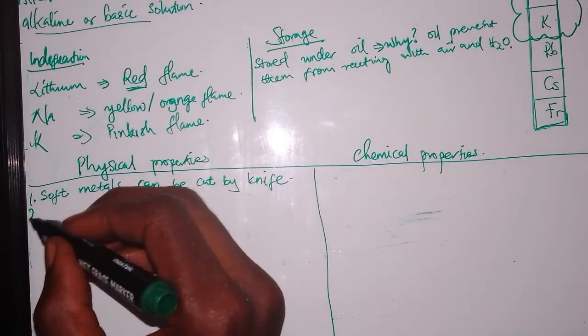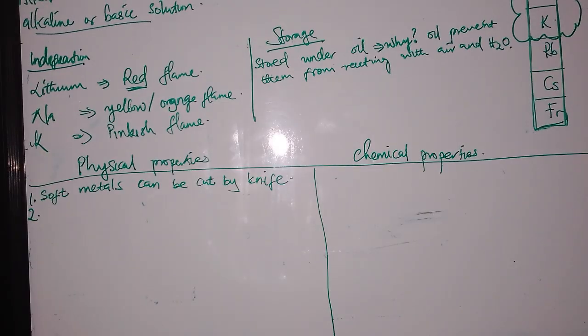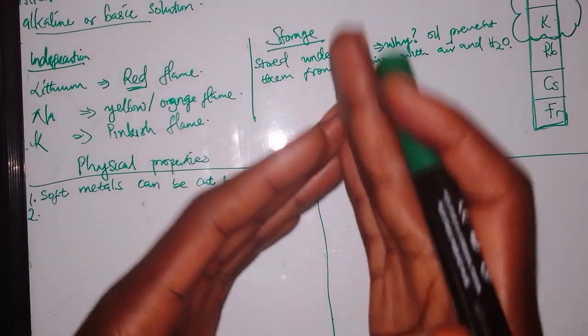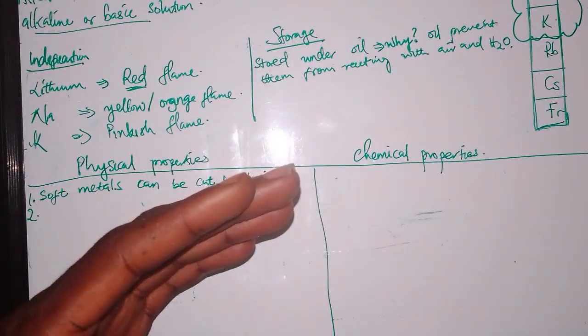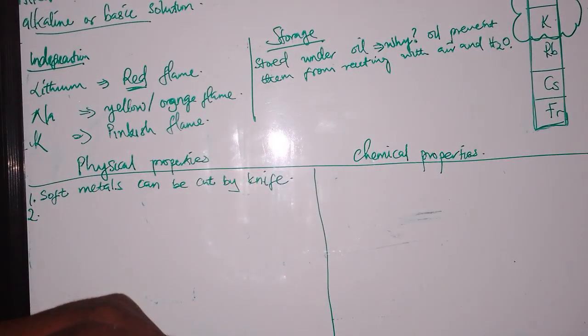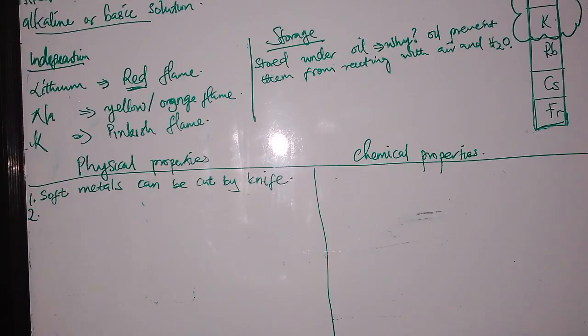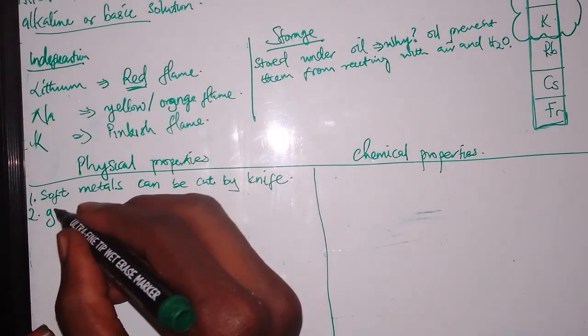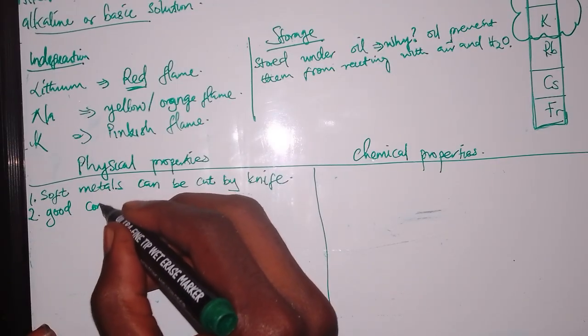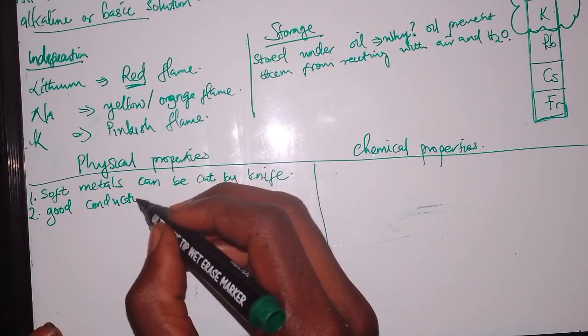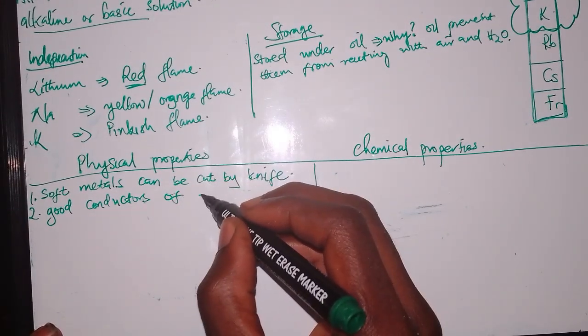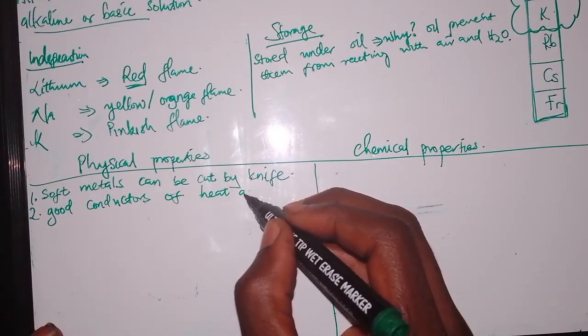So this is the first physical property, which you can see with your eyes. When you get sodium, you can cut it with a knife. When you get potassium, you can cut it with a knife because it is a soft metal. Then the second one is the most common one. They are good conductors of heat and electricity.